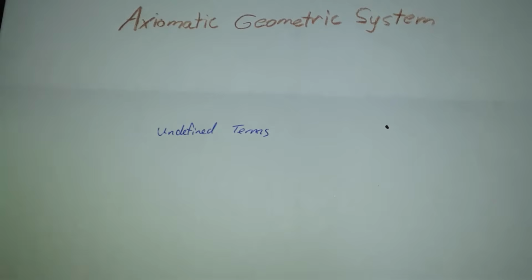Geometric system. And this is a logical system. It involves elementary logic. We have to start with some ideas which we call undefined terms. These are things that we don't strictly have definitions for. They're ideas that we know about. We describe them, maybe draw pictures of them.